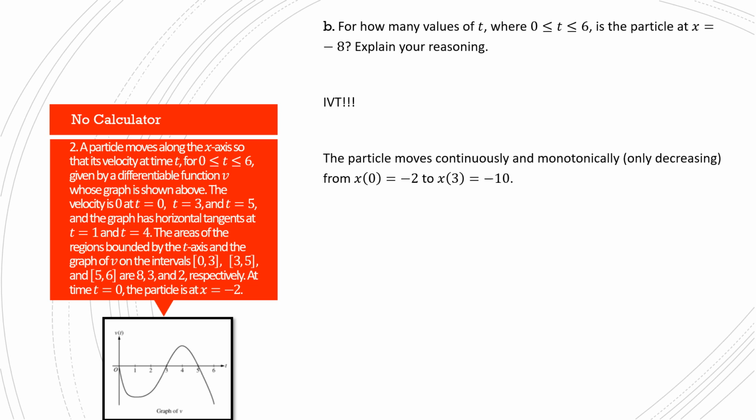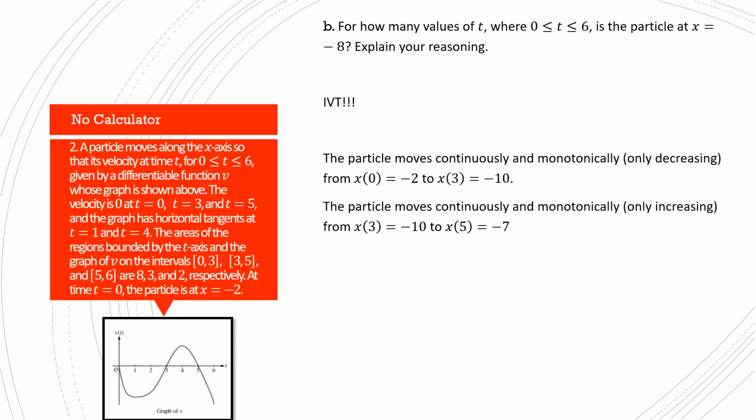All right, so notice that this particle is moving continuously and monotonically. In other words, from 0 to 3, it's only decreasing because it's negative. So x of 0 is -2, and x of 3 is -10. So from 0 to 3, I'm going from -2 to -10, and -8 does fall in that region. And then if I go from 3 to 5, it's also moving continuously and monotonically. It's only increasing because it's all above the x-axis. And so I'm going from x of 3 is -10 to x of 5 is -7.